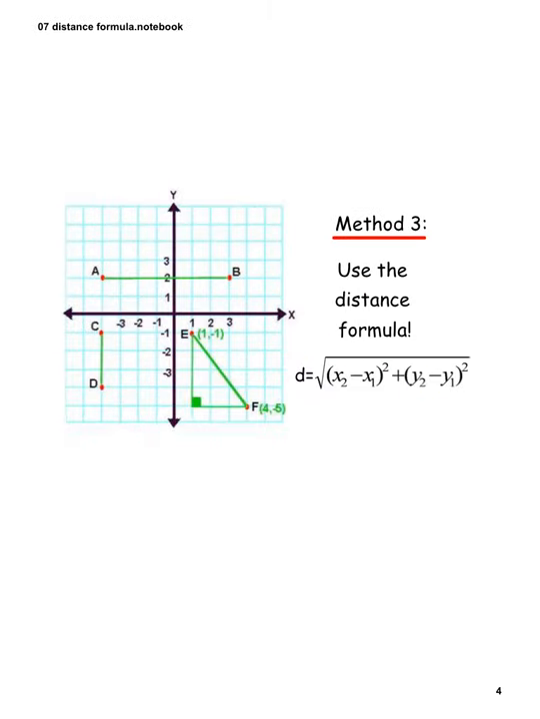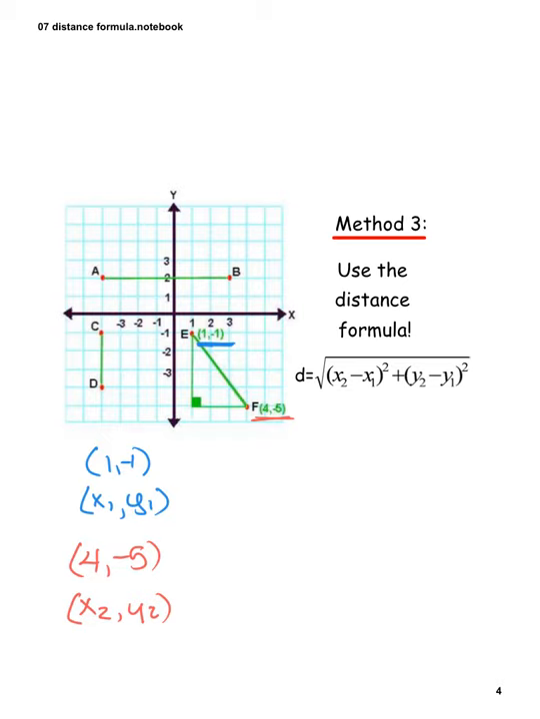Another option, when you have a diagonal, and this is the option we are going to use a lot in this class, is we're going to use the distance formula. To use the distance formula, what we're going to do is take our 2 points here, 1, -1. We're going to call that x1, y1, meaning x value of the first point, y value of the first point, and 4, -5, and that's going to be our x2, y2 values. It does not matter which point you call point 1 and which point you call point 2.